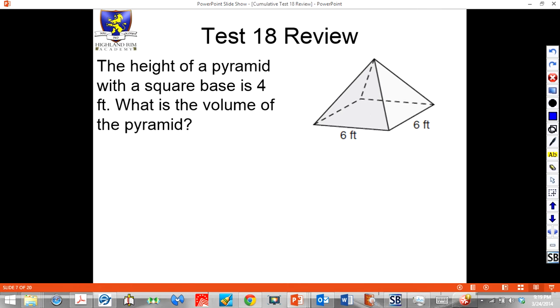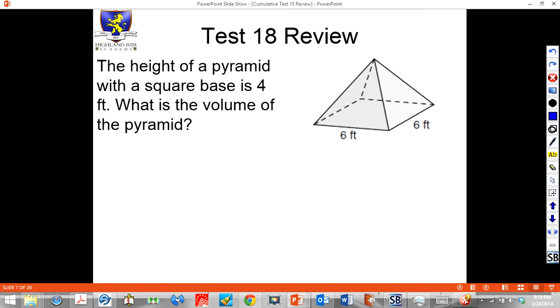Alright, our next is the volume of a pyramid. Now, the base is going to be 6 feet by 6 feet, which is 36 square feet, and the height is going to be 4 feet. But in a pyramid, it's not the same. Now, if it was a prism, then it would just be the base times the height. But we're dealing with the pyramid.